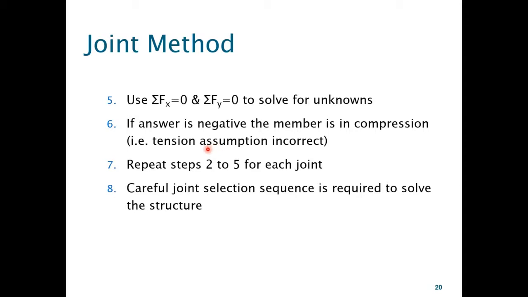If we get a negative answer, that means we have the arrow in the wrong direction. In other words, the member is in compression. And we repeat steps 2 to 5 for each joint. So we work out the sum of the horizontal and the sum of the vertical reactions at each joint until we have the whole truss done.